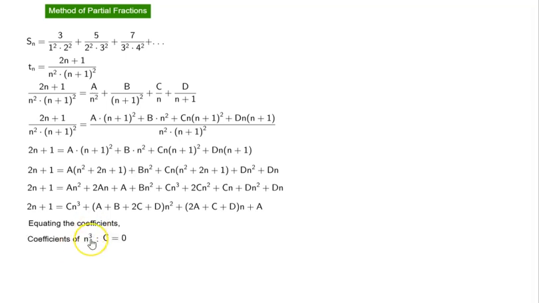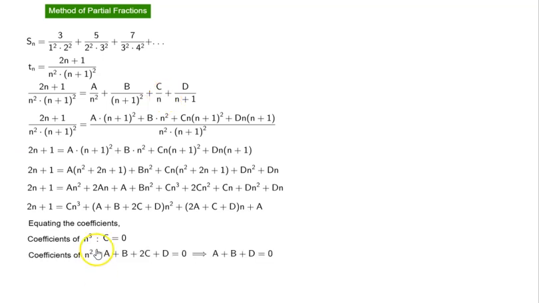Now, coefficients of n³: we have c as the coefficient of n³ on the right hand side. On the left hand side, we don't have n³. That means it is 0. So straightforward, c is 0. That means the third term in this has disappeared.